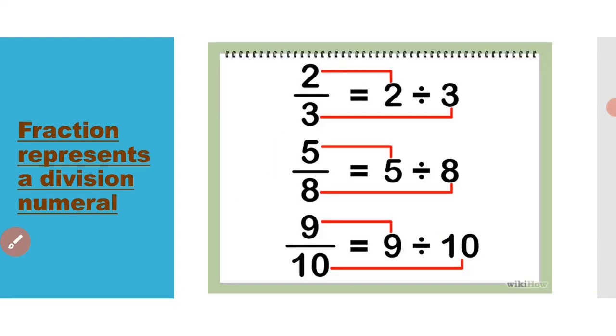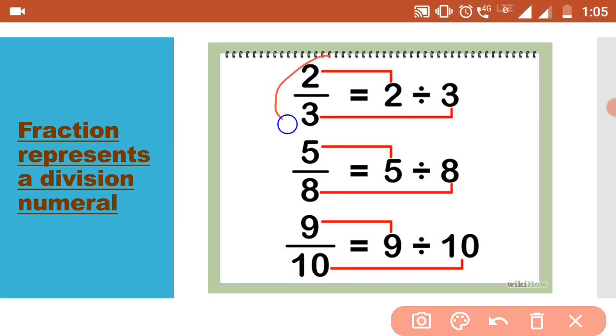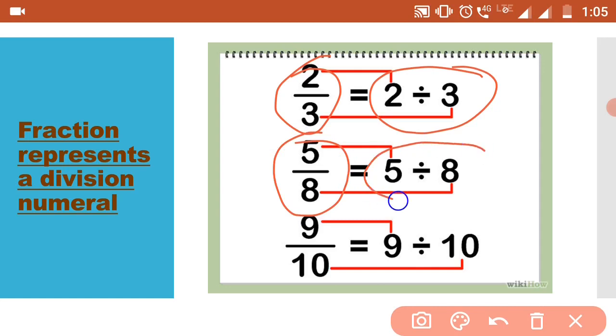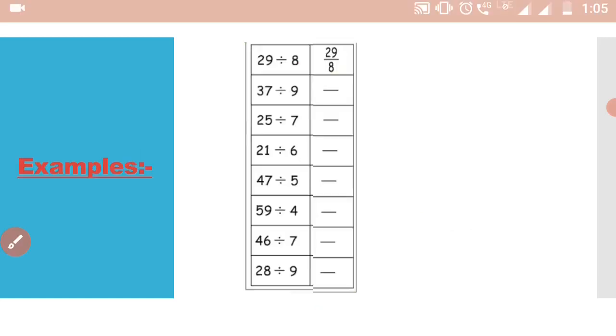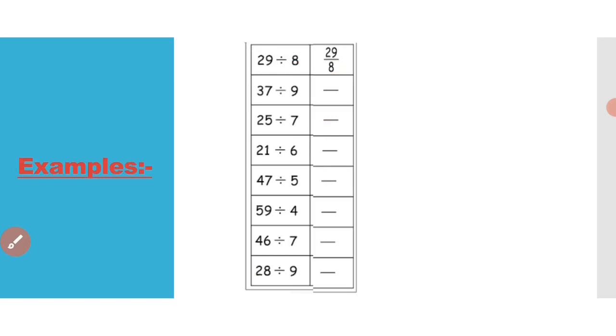Now, how can a fraction represent a division? Yes, you can write the fraction as a division also. As you can see in the example here, 2 out of 3 can be represented as division, 2 divided by 3. 5 out of 8 can be represented as 5 divided by 8. 9 out of 10 can be represented as 9 divided by 10. Okay, next, here are some examples. I want you to try them yourself.